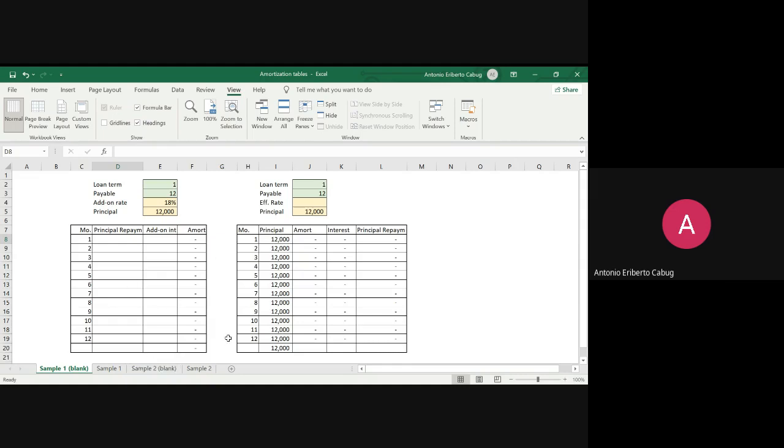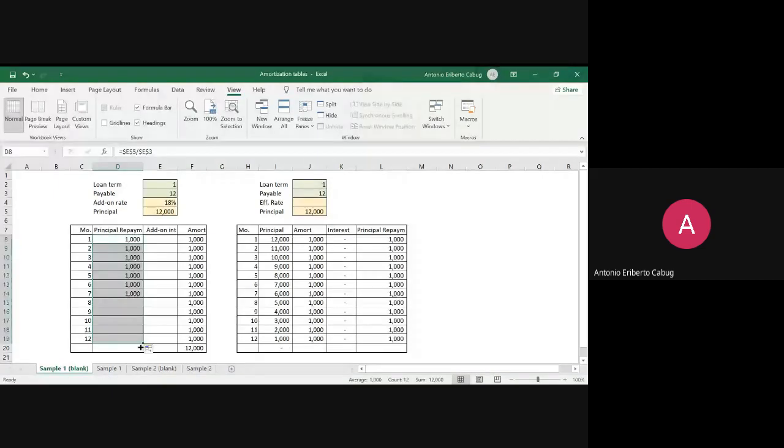So, paano gumagana yung isang add-on interest? Okay? Ulitin ko ha, i-assume natin 1 year, tapos payable in monthly installments. Kaya 12 months a year. So what you will do is, your principal repayment is literally the principal divided by the number of installments per year. Pag monthly, 12 months. Okay? FNF4, para hindi tumakas, lagyan ng dollar sign bago yung mga characters. So, E5 divided by E3. That would be 1,000 per month.